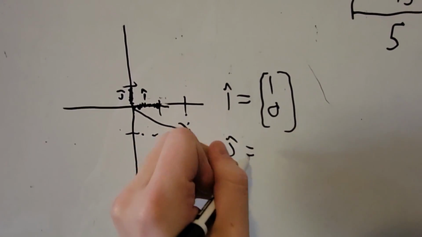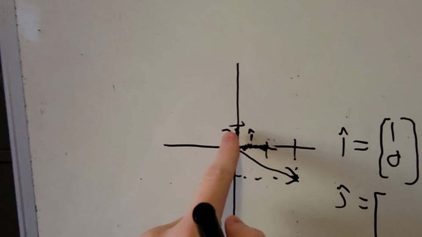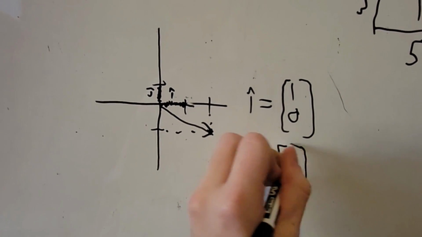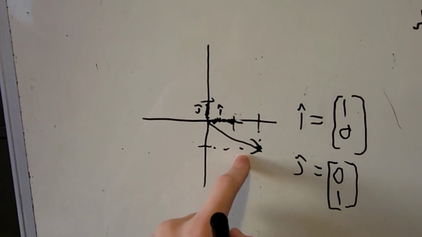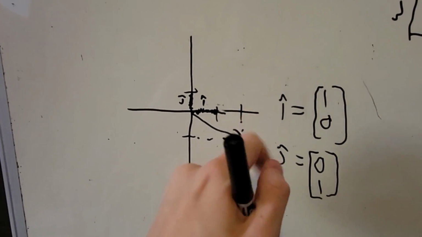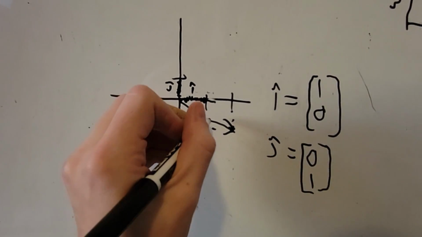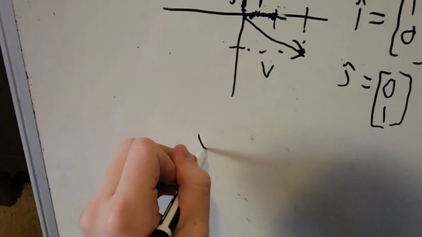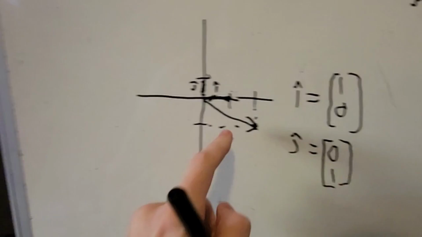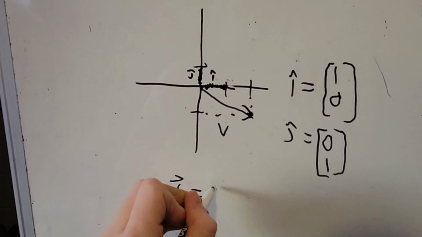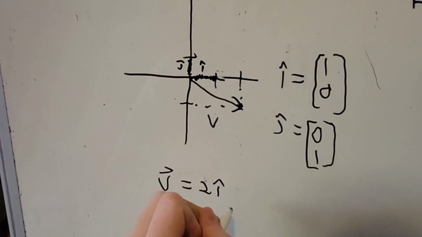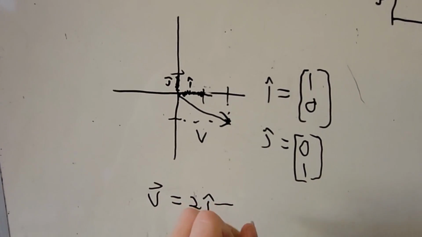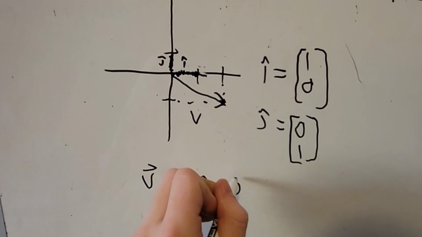j hat is a basis vector. It's 1 in the y direction, but 0 in the x direction. Now we can represent this vector as a linear combination of these two basis vectors. So we could say this vector v is pointing 2 in the x direction, so 2 i hat, and it is pointing -1 in the y direction, so negative j hat.